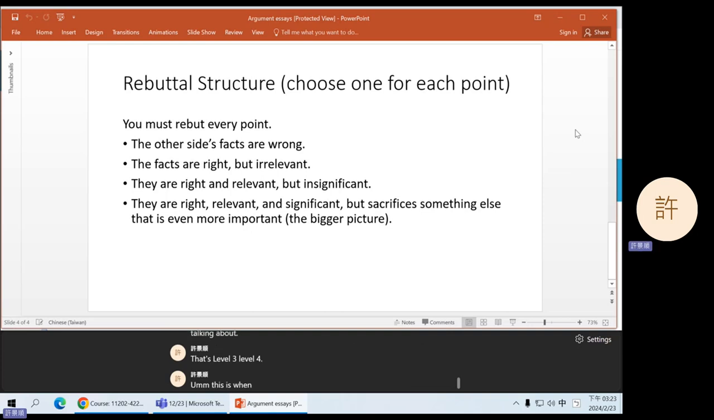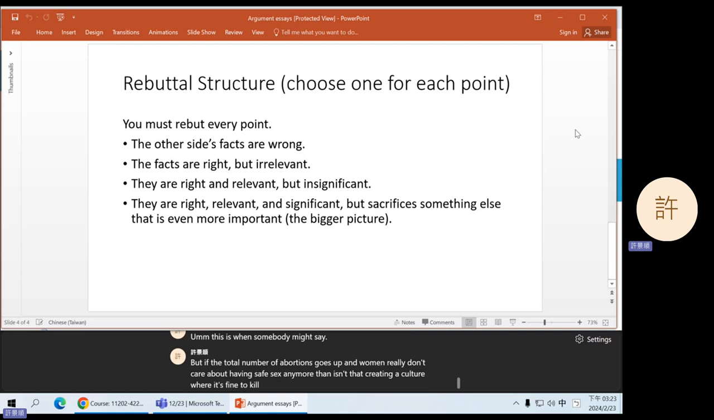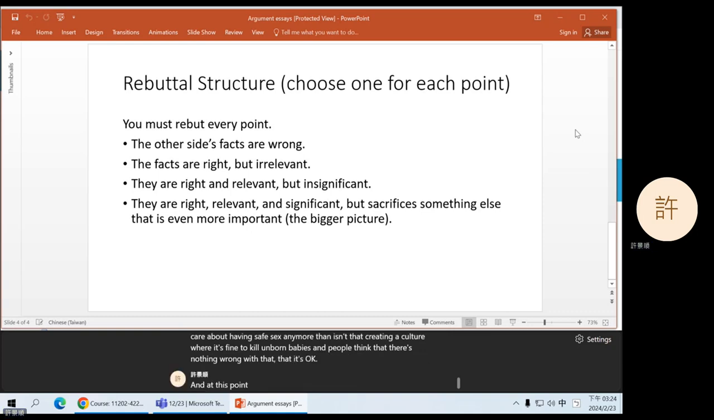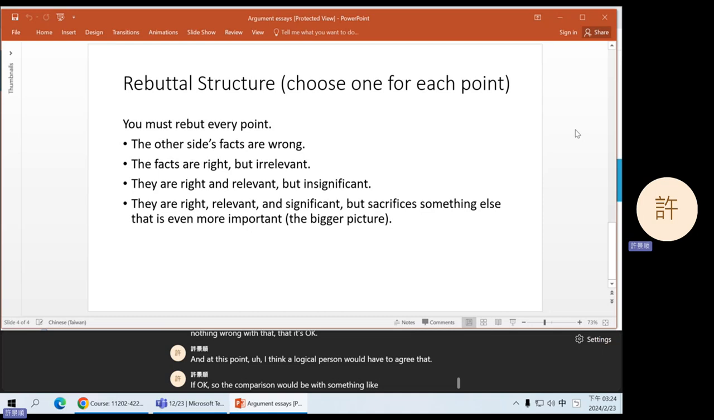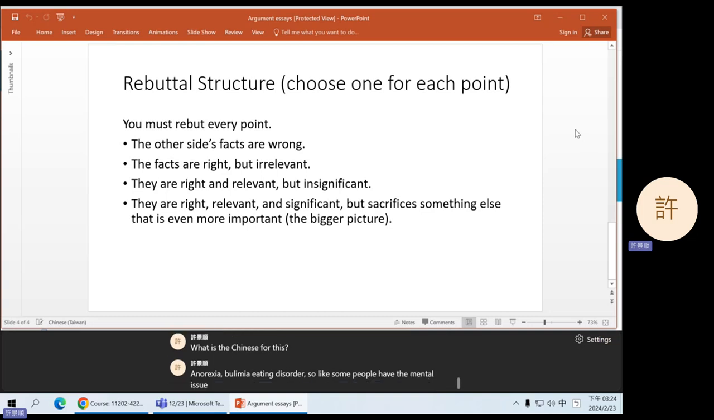Level four, this is when somebody might say, but if the total number of abortions goes up and women really don't care about having safe sex anymore, then isn't that creating a culture where it's fine to kill unborn babies? And people think that there's nothing wrong with that, that it's okay. And at this point, I think a logical person would have to agree that, so the comparison would be with something like bulimia. What is the Chinese for this? Anorexia, bulimia, eating disorder. Some people have the mental issue where they want to eat, but they also don't feel like they should eat, and so after eating a lot, they force themselves to throw up.